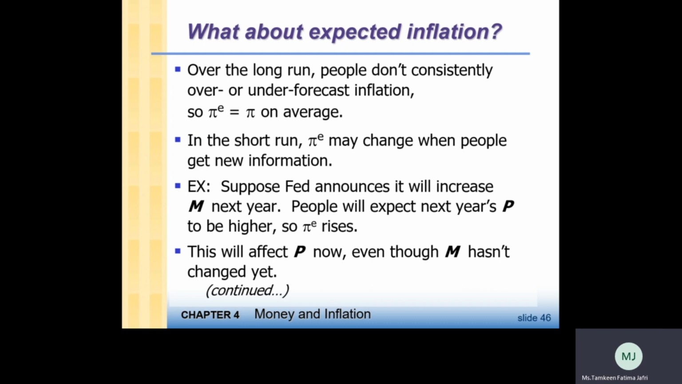Okay. Now, what about expected inflation? Over the long run, people don't consistently over or under forecast inflation. Okay? Some years you will overestimate inflation, some years you will underestimate. But if you take the average, your expected inflation is going to be the actual inflation on average. Sometimes you overestimated, sometimes you underestimated, but if you take the average, more or less your expectation will be equal to the actual level of inflation in the economy.